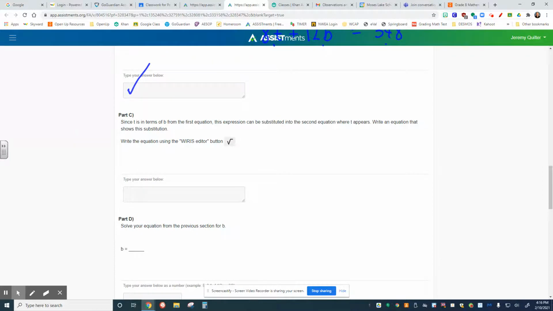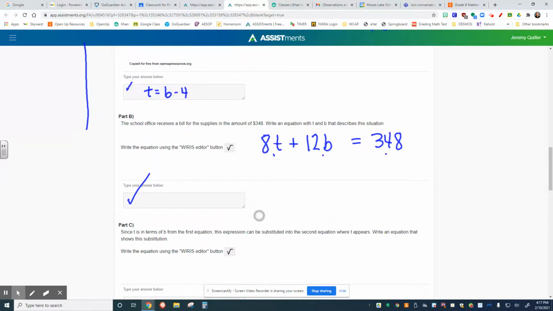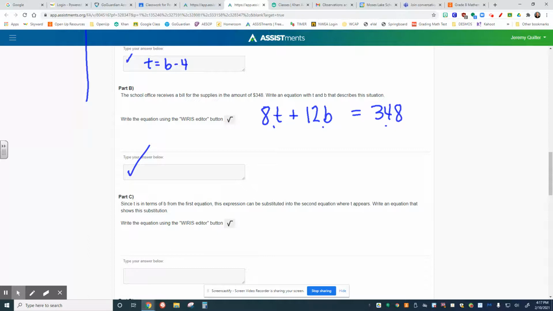Since T is in terms of B from the first equation, this expression can be substituted into the second equation where T appears. Write an equation that shows this substitution. So when we talk about that, we go back to this equation right here: 8 times T plus 12 times B is 348. And we want to use this expression right up here that recognizes the value of T. So what we can do is take this value and substitute it in for T. And that will allow us to find out the cost of the beakers.